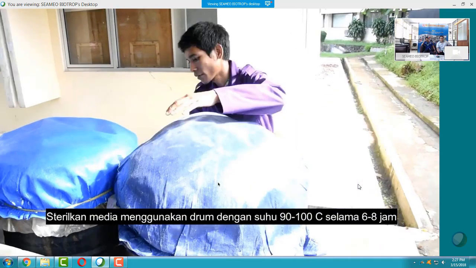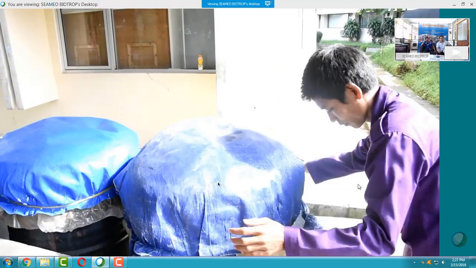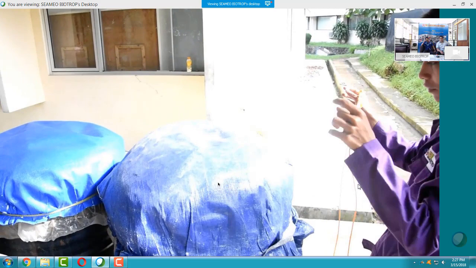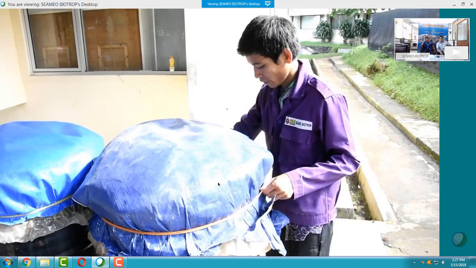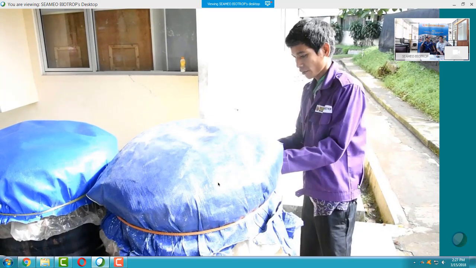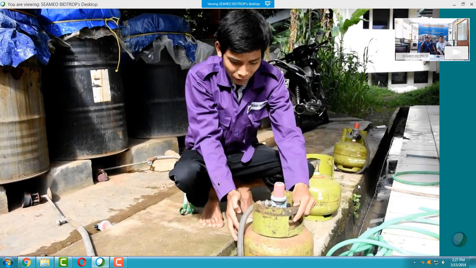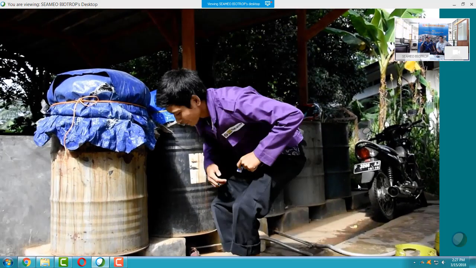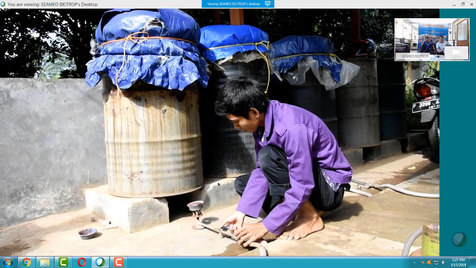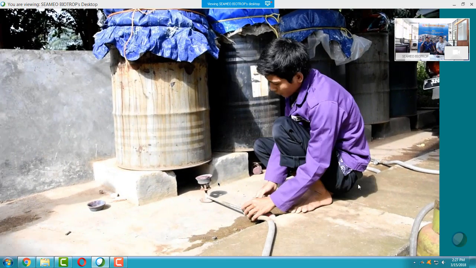Sterilize the media using the drums at a temperature of 90 to 100 degrees Celsius for 6 to 8 hours. This sterilization process is to make sure that there are no other fungi or pests living inside our baglogs that can block the growth of our mushrooms.